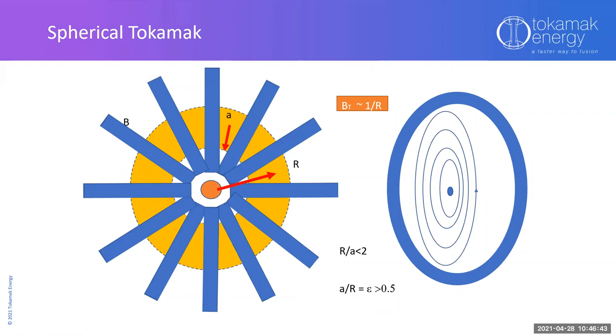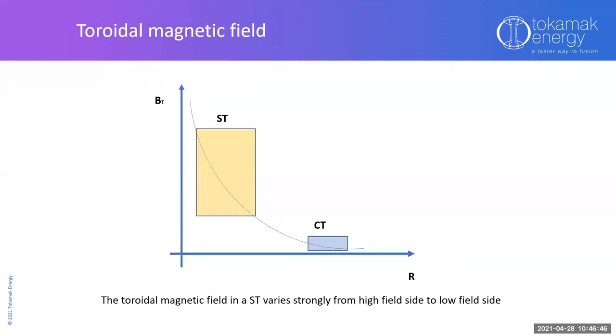Okay, so having said that, let's have a look at the magnetic field dependency on R. So here I show the toroidal magnetic field. You know that it goes as 1/R. And so conventional tokamaks operate at large R. If this blue box is the span of your plasma, say centered here, this is the high field side and the low field side. You see in this cartoon that the high field side magnetic field is larger than the low field side, but the difference is not big, it's not a large difference.